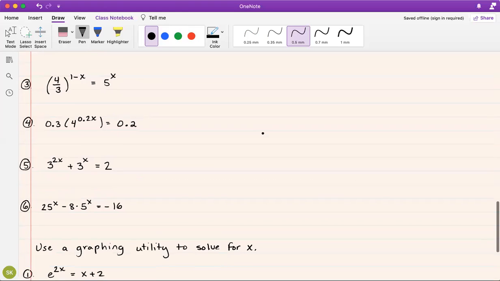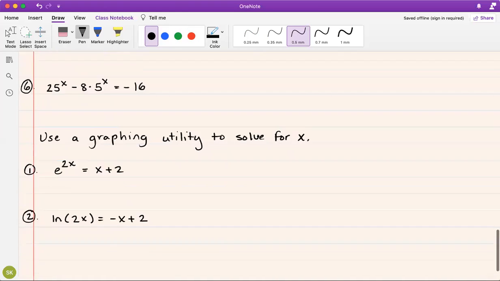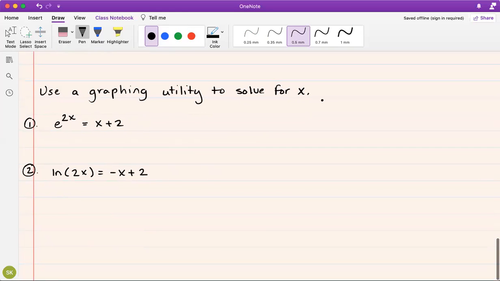Okay, and then we're going to look at 2 more problems. And for these problems, we're going to need a graphing utility. So it says use a graphing utility to solve for x. So here are the 2 problems. Again, pause the video and write them down.